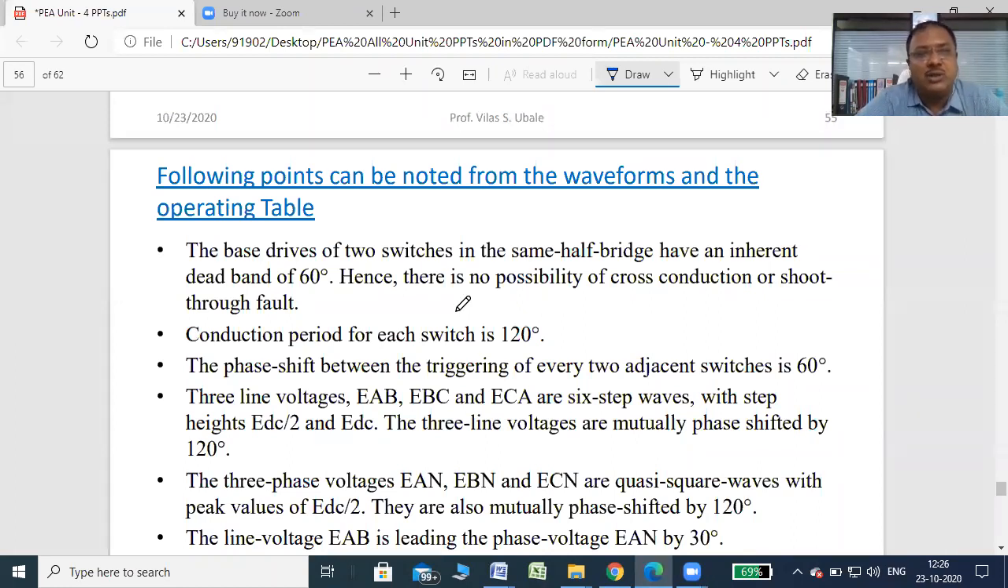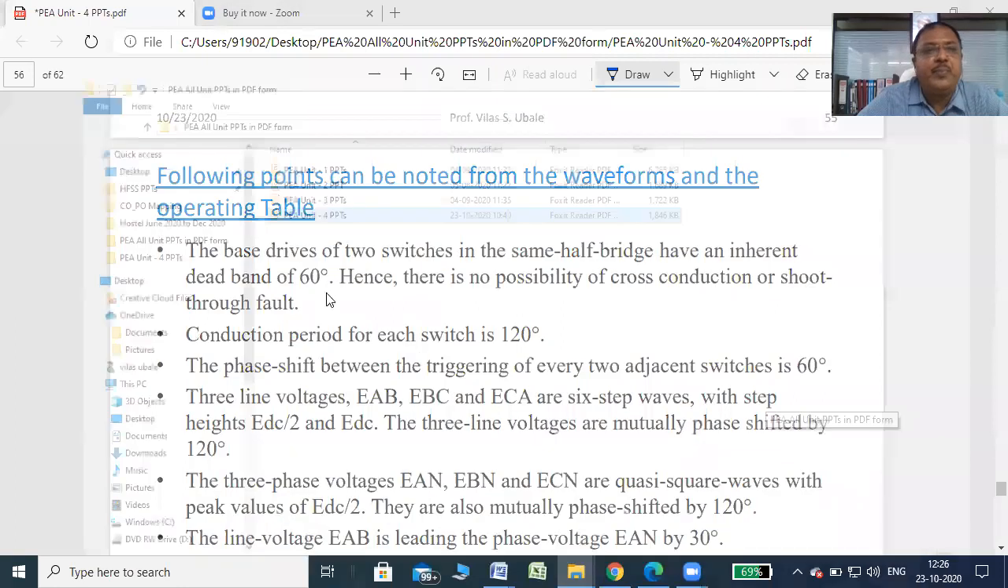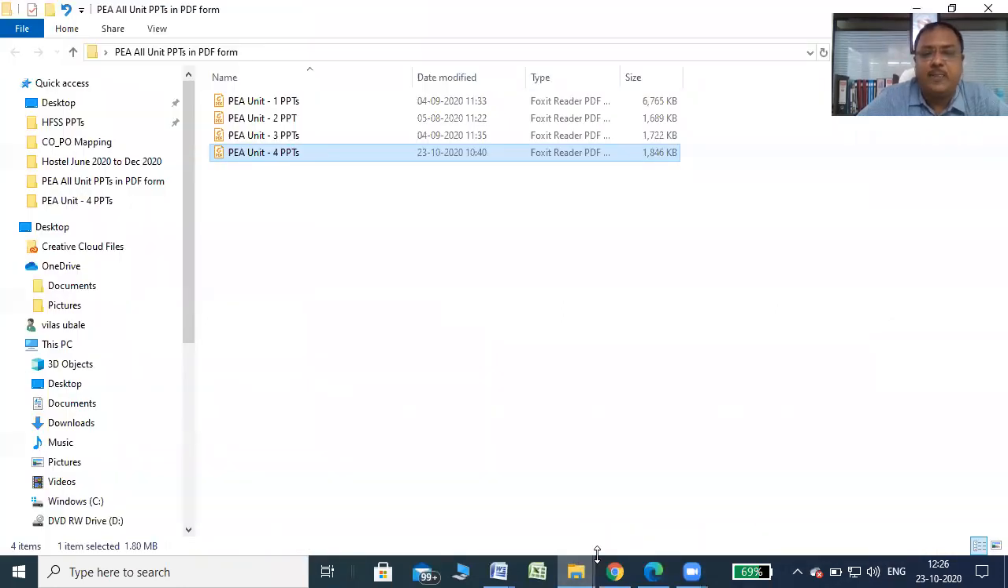So this is about the second unit, maybe the half part of the three-phase inverter. Now the next one is the PWM inverter. So I'll just show you the PWM inverter.